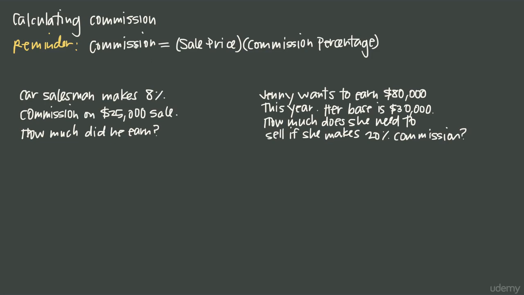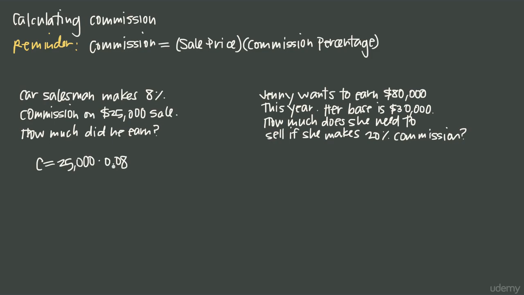Well, if we go back to our formula, and logically this makes sense, we just multiply the sale price of $25,000 by his commission percentage of 8%. So his commission, let's just call it C, is going to be equal to $25,000, the price that he sold the car for, times 8%. Now, you want to convert this commission rate, this commission percentage, to a decimal. So we want to convert that to 0.08. Remember, it's not 0.8 because that would be 80%.